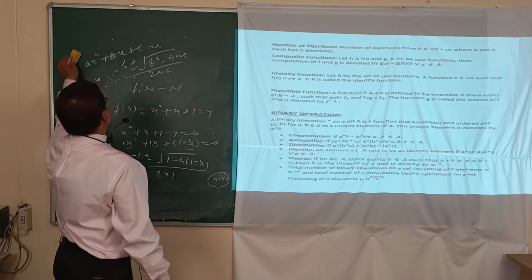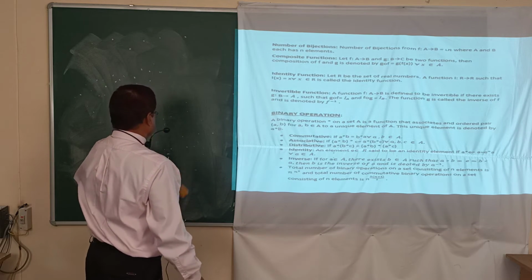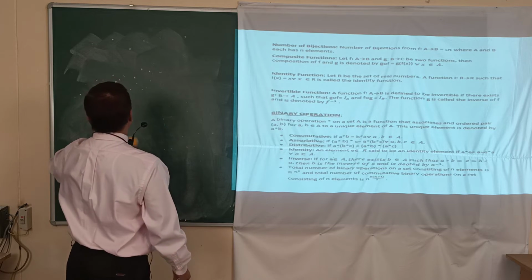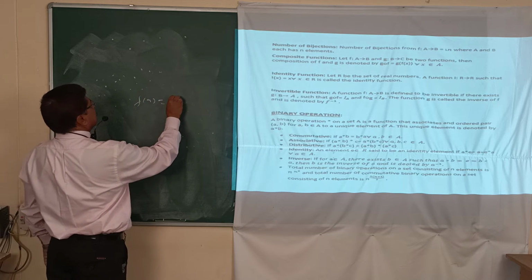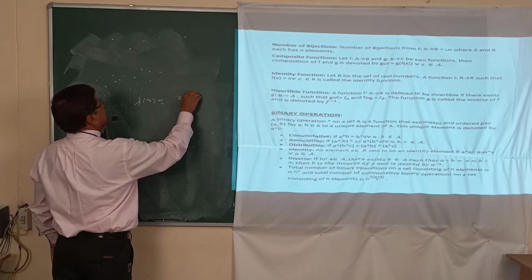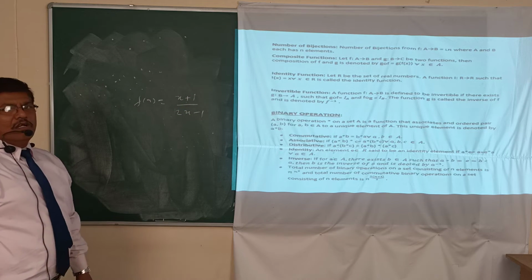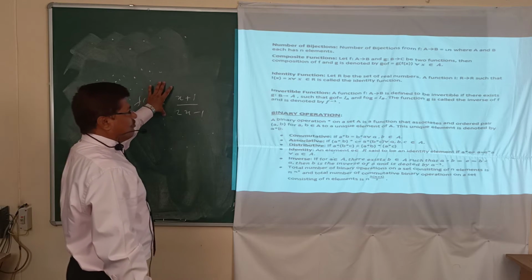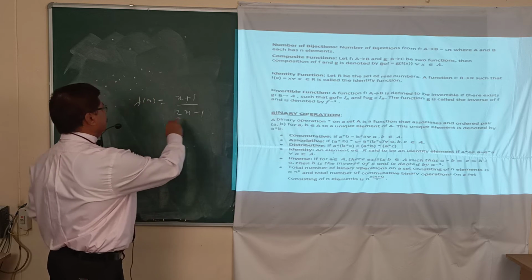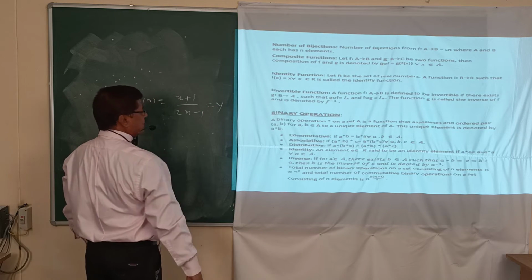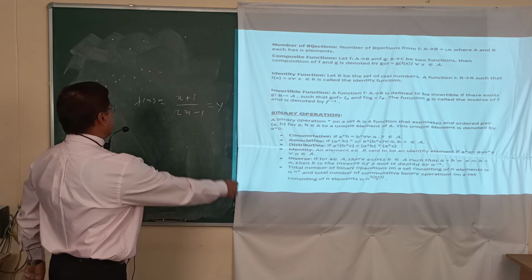Now how to find the inverse? Suppose any function is given, f(x) equals x plus 1 upon 2x minus 1. Suppose this is given here. First, you will prove this is a one-one function and find its inverse. So how to find its inverse? For this, you will say this is equal to y. Now from this function, we will take out the value of x.